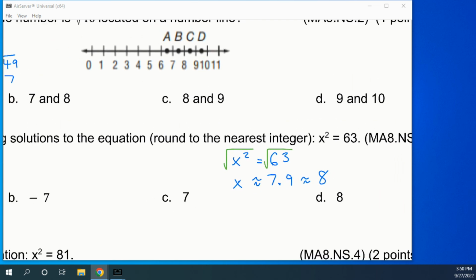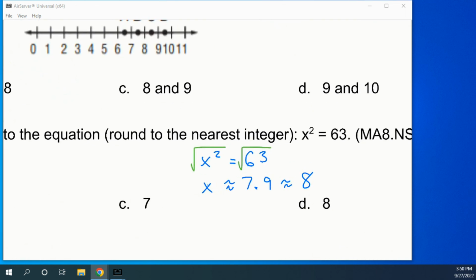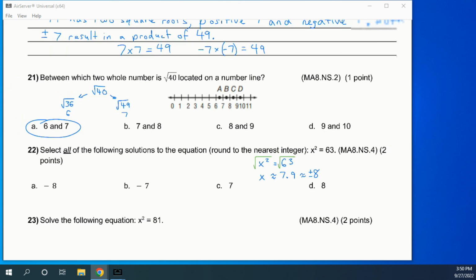The thing is, and we discussed this on number 20, is there any other number that might be able to be multiplied by itself to get a positive 63? And there is, and that is the opposite of positive 8, which is negative 8. So select all that apply. When we round it to the nearest integer, it will be positive and negative 8. Because when you multiply negative 8 times negative 8, you get positive 64, which is close to positive 63. And the same with positive 8.